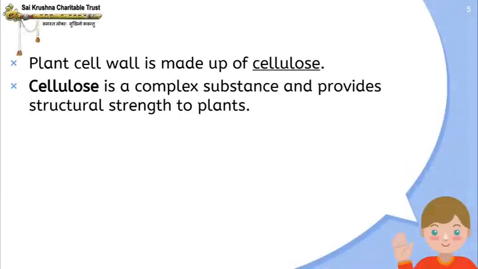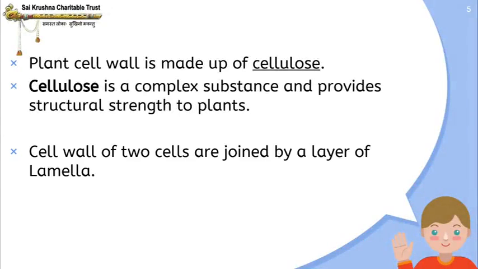So, what is this cell wall made up of? The plant cell wall is made up of cellulose. Cellulose is a non living substance. So, the cell wall is made up of cellulose, and cellulose is a complex substance and provides structural strength to plants. It is made up of a substance called cellulose, and cellulose provides structural strength to the plants.